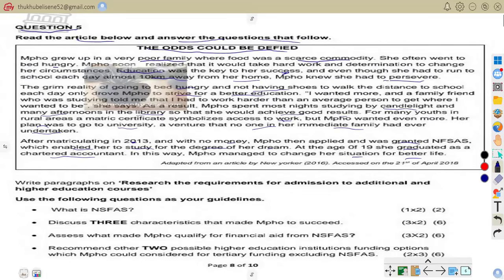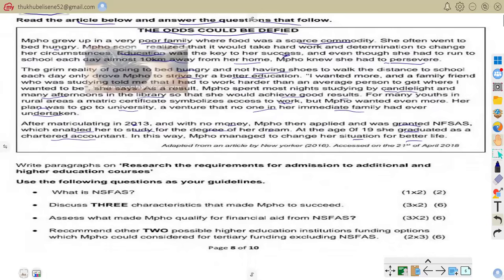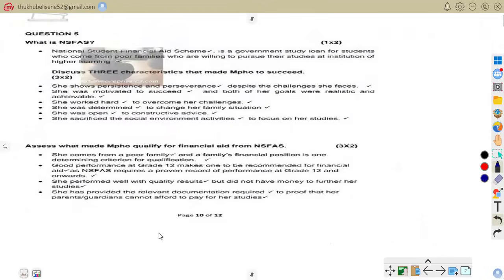So this is our article. As you have read this article together, now we are to answer the questions together. So now let's hear what the question wants from us. The question says, write paragraphs on research, the requirements for admission to additional higher education courses. Use the following questions as your guidelines. What is NSFAS? So now let us go to our answers for that.